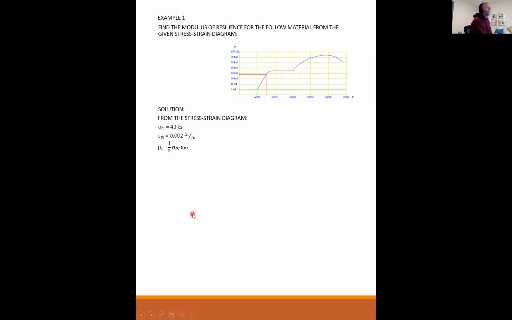So the modulus of resilience, mu sub r, is equal to half times the stress of the proportional limit times the strain of the proportional limit. So I have half times 43 KSI times 0.002, and I get 0.043 kip inch per inch cubed. And that is our answer for this material.